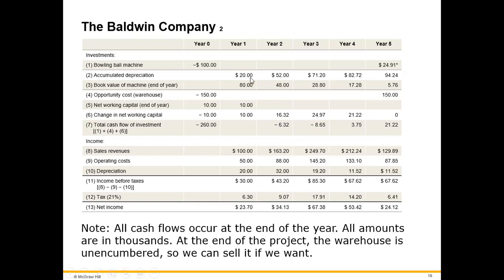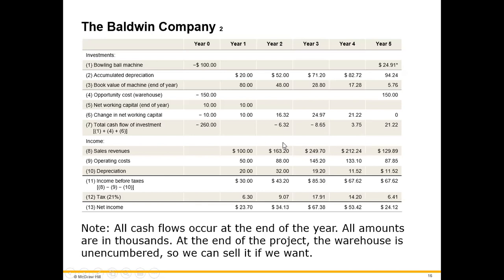The accumulated depreciation last year was 20. We added another 32 of expense this year. So the new balance at the end of year 2 is 52,000. 100,000 minus 52,000 gives us a book value of 48,000. Now, the importance of doing this calculation at the top, you'll see at the end of the life of the asset.